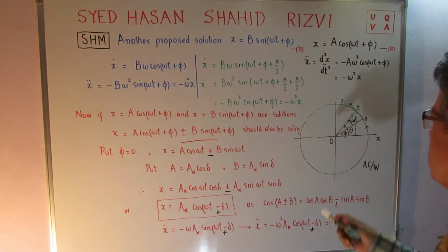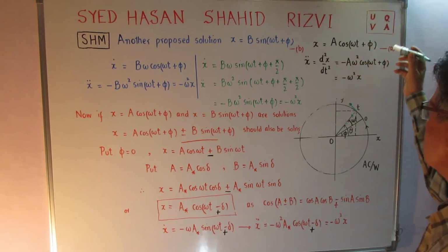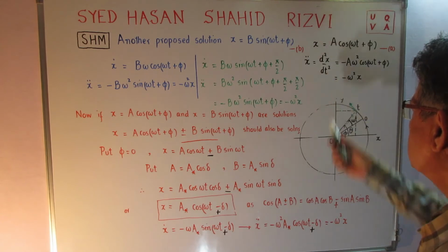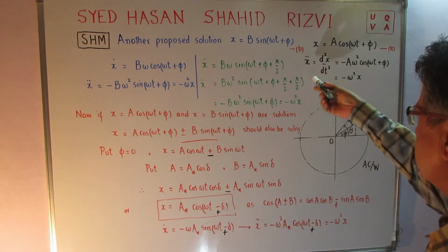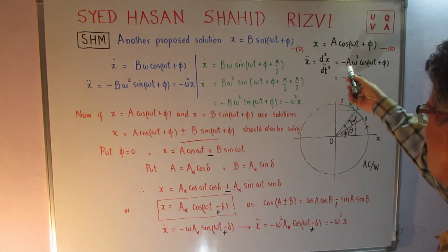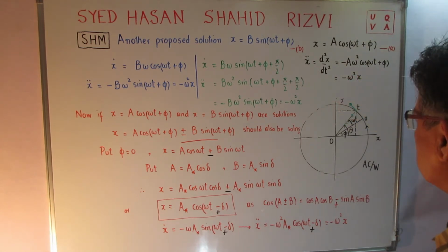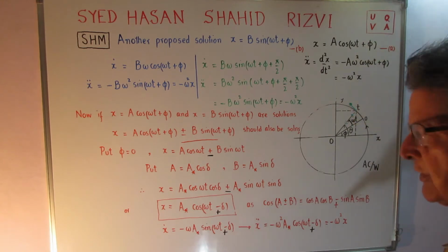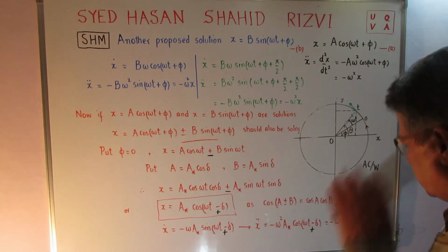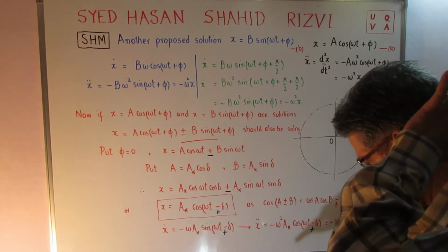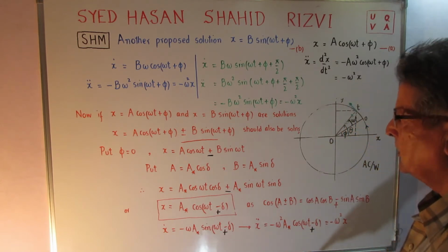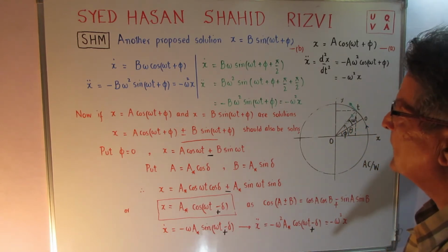So our proposed solution was x is equal to a cos of omega t plus phi. When we differentiate it twice, d2x upon dt2, the acceleration, is equal to minus a omega square cos of omega t plus phi, which is equal to minus omega square x, which shows that the acceleration is proportional to the displacement and is always opposite to the displacement, that is, towards the mean position of equilibrium.